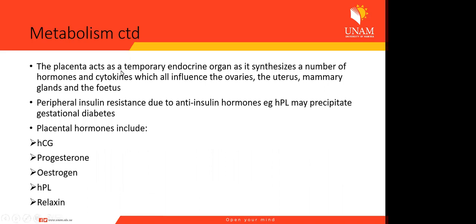The placenta acts as a temporary endocrine organ as it synthesizes a number of hormones that influence the ovaries, the uterus, the mammary glands, and even the fetus. Some of the hormones synthesized by the placenta are hCG, progesterone, estrogen, HPL, and relaxin. And hCG is one of the tests used to detect pregnancy.